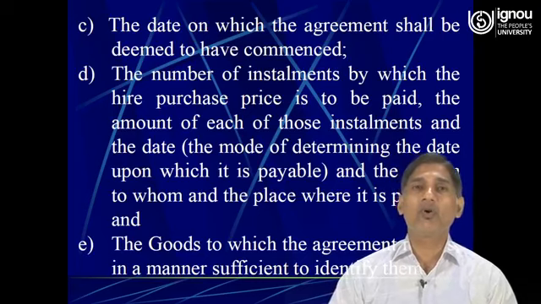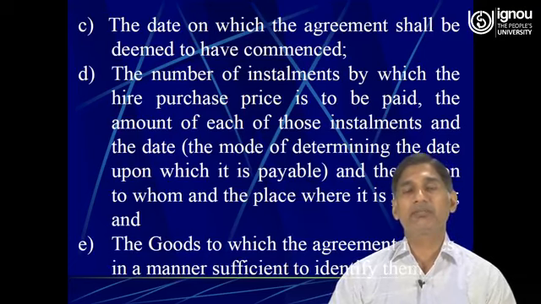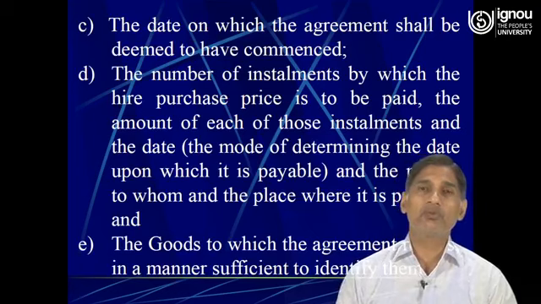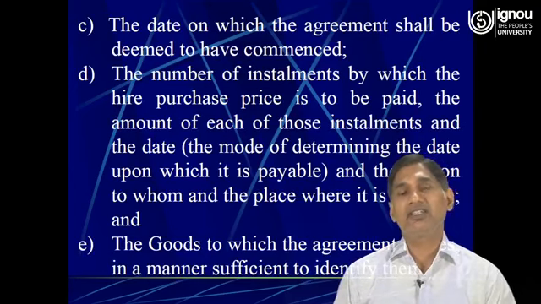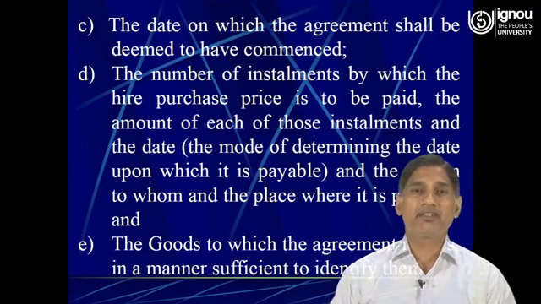It means on which date the installment will be paid. So, here the mode of determining the date upon which it is payable, and the person to whom and the place where it is payable. So, it must also be clearly stated the name of the person to whom the installments will be paid, and the place must also be mentioned where the installment will be paid.